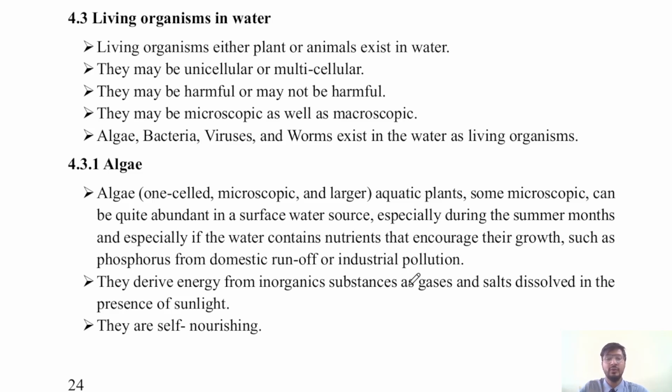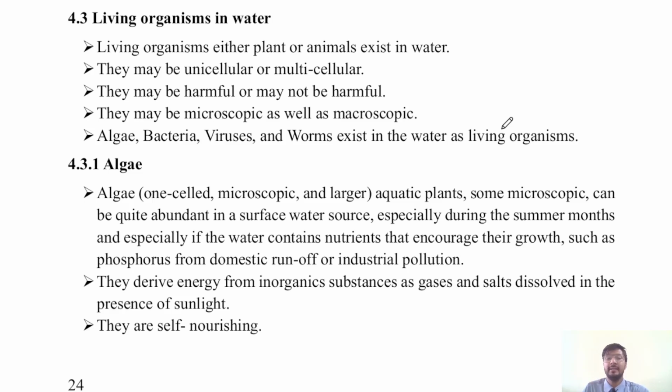They can be unicellular, like single-celled organisms, or multicellular. They can be microscopic, too small to see with the naked eye, or macroscopic, large enough to be visible. These organisms can be either beneficial or harmful depending on their types and concentration. Algae, bacteria, viruses, and worms exist in the water as living organisms.